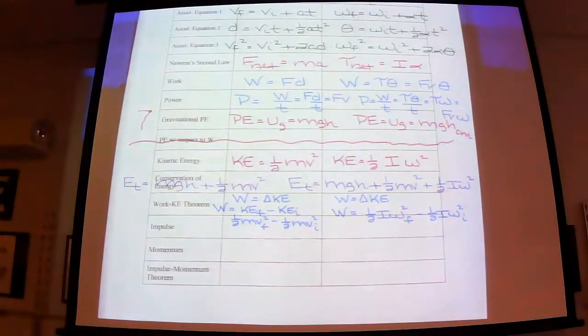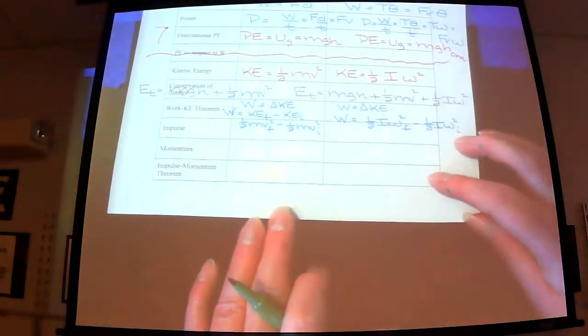All right, do you remember from last year what the equation for impulse is? Do you remember what the variable for impulse is? No, that's all right. So impulse, you want to say I, but it's not I because that's rotational inertia. So they didn't use I, they used J.